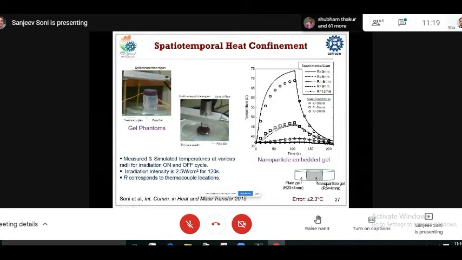These are some thermocouples which were inserted into this, and we used some light source to shine radiation onto this area. And so these are the results which we got. Experimental data is represented by these lines, and these markers represent the simulated data. So we could see that there is a good agreement, and we could validate our model with this, and then it was extended to the actual blood flow.